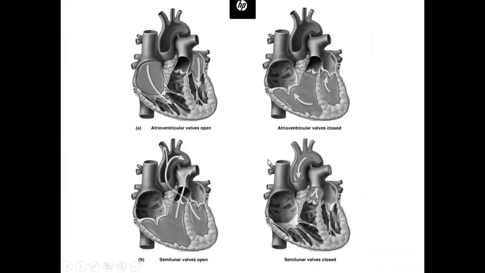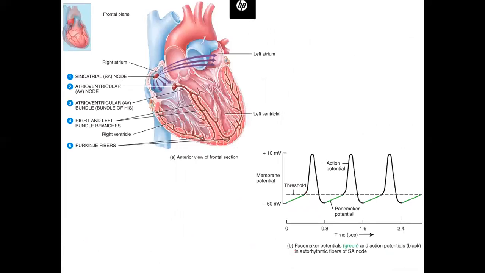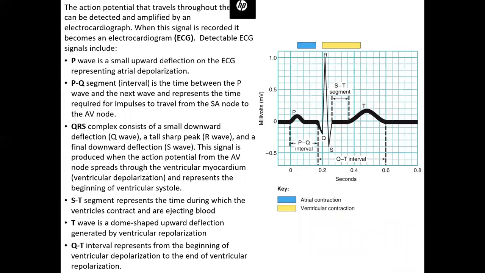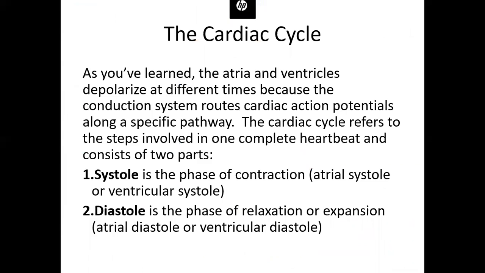And that's because we create much bigger changes in pressure when the ventricles are contracting and relaxing than when our atria are. So when we use the terms systole and diastole, a lot of times it's referring more to what's taking place with the ventricles than with the atria.